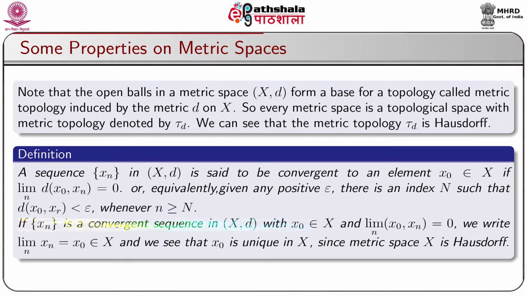If the sequence (xn) is a convergent sequence in (X, d) with x0 belonging to X and the limit of d(x0, xn) is equal to 0, we write the limit of xn is equal to x0 belonging to X, and we see that x0 is unique in X since the metric space X is Hausdorff. Sometimes we write this as xn tends to x0 as n tends to infinity.